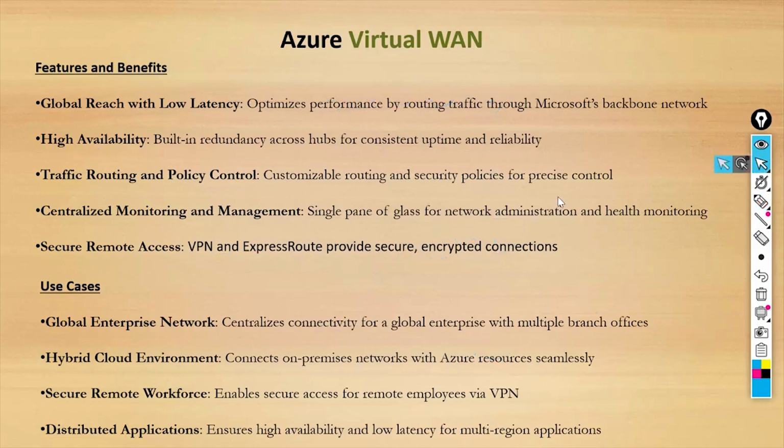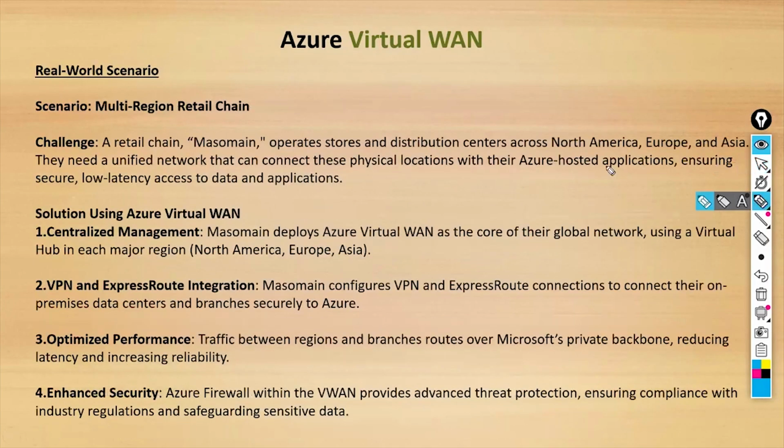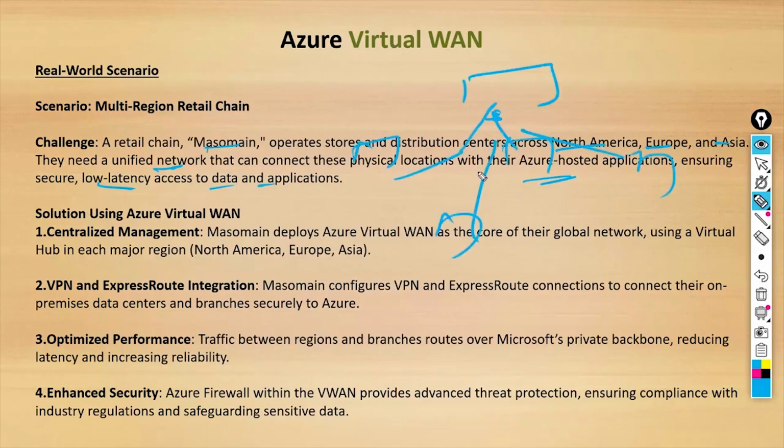Now let's do one thing. This is a real scenario where I got the exposure to work on this kind of scenario. Let's say one of the companies, Masomin, operates distribution centers across the world in North America, Europe, and Asia. Now they want a unified network which connects all their physical locations with their Azure-hosted applications. At the same time, they want low latencies to access their data and applications. So this is their requirement: a unified, centralized management system with low latencies and higher speed.